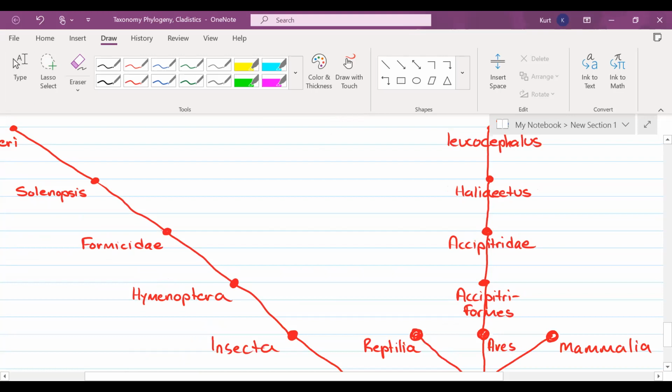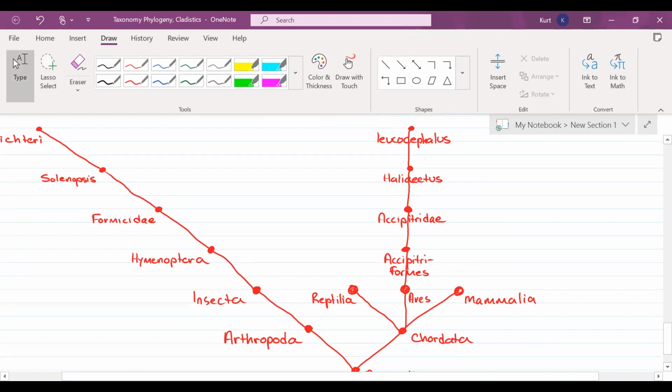Okay. I'm going to let you guys try to do the rest of it on your own. See if you can do that. I'm going to do mine. You can peek if you need to, but try to do the rest of it on your own.